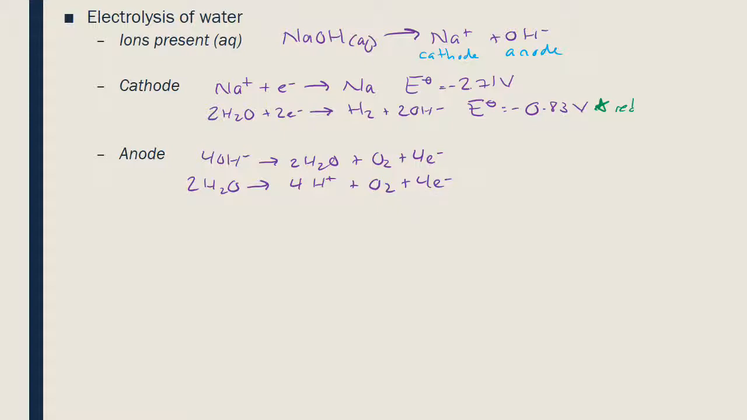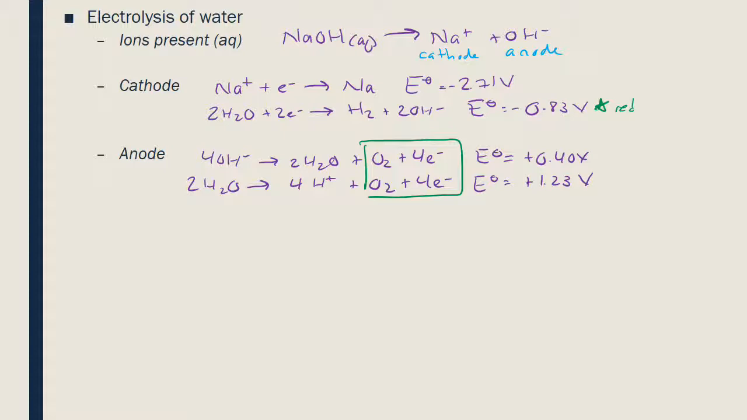So at this point, if we look at their E theta values, the E theta value of hydroxide is 0.40 volts. The E theta value of water is positive 1.23 volts. Now, it actually does not matter, because if you look at the products, O2 and 4 electrons, they're the same products for either one. So technically both will get oxidized at the anode.